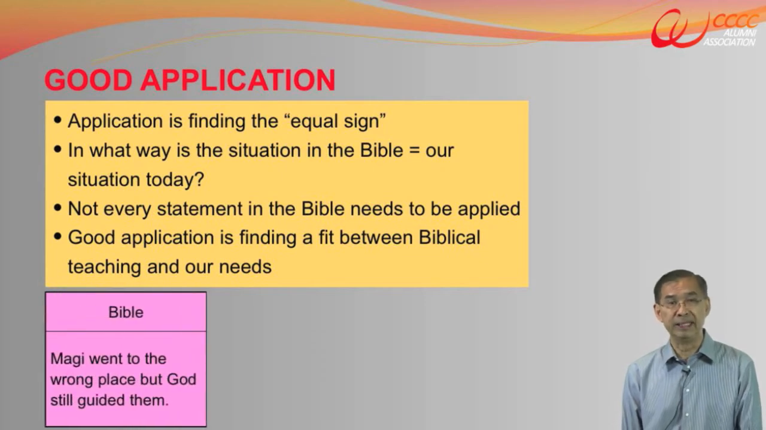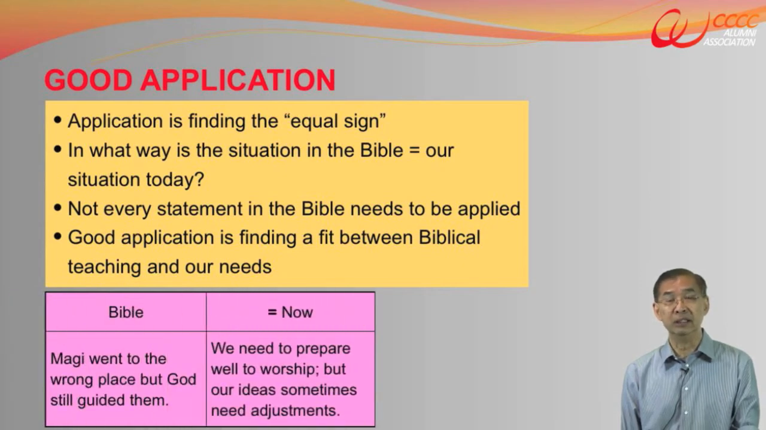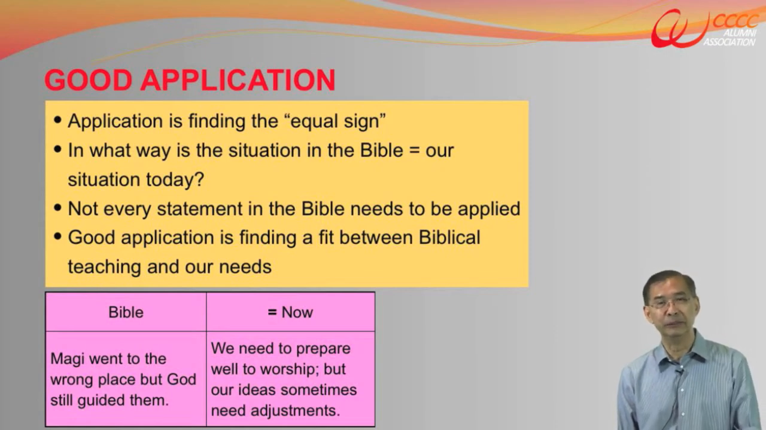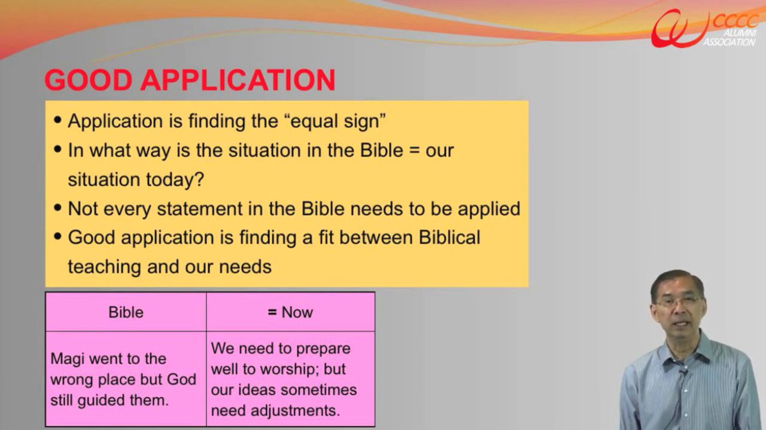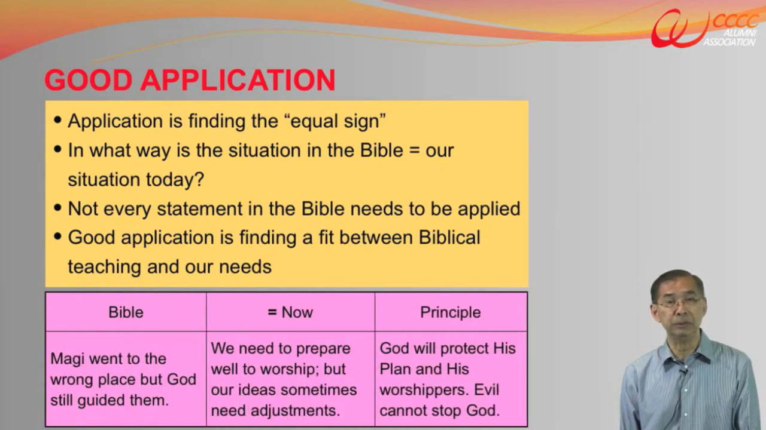For example, let me say this. The Bible said the Magi went to the wrong place, but God still guided them. So if you finish chapter 2, you'll find out that God had a wonderful way of doing things. Well, isn't it true that today we have the same thing? Sometimes we intend to worship God. We actually prepare well to worship, but we go to the wrong place, meaning that the way we worship God is not exactly right. So sometimes our ideas need to be adjusted.